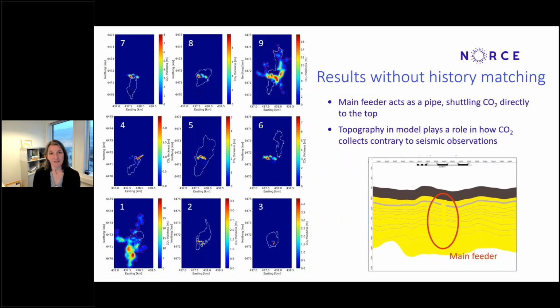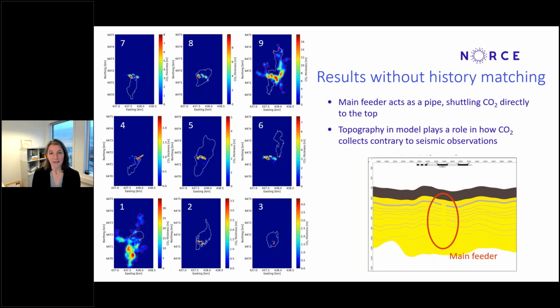So just to give you a flavor, these are the results without any history matching. I think we put in the prior; in this Bayesian framework, you have to suggest a prior distribution. And you can see the layers 1, 2, 3, up to 9. Layer 9, of course, is the one that's most well studied.